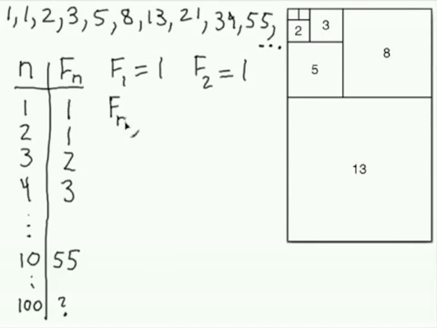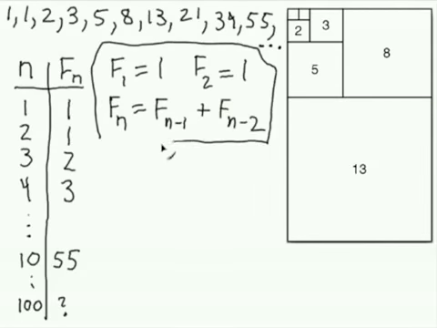But in general, we could say that the nth number has to be equal to the one before it, f sub n minus 1, plus f sub n minus 2. So these 3 equations together will let us figure out any of the Fibonacci numbers at all.